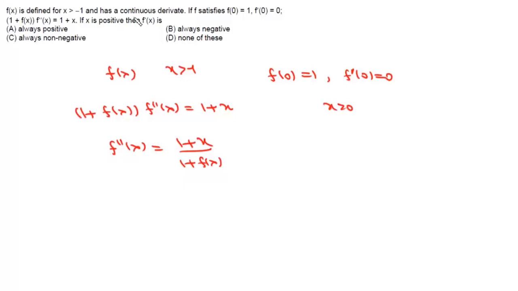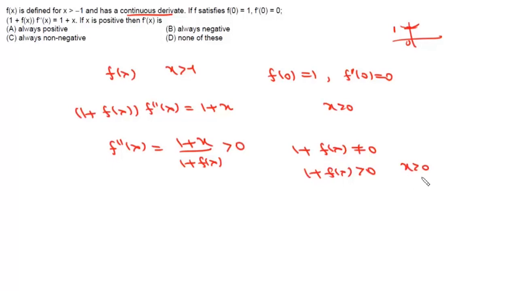Now since this function has a continuous derivative and f''(x) exists, that means this 1 plus f(x) must not be equal to 0. So it will be either always positive or always negative. That is given that at 0, this value is 1. So at 0, this value is positive. So that means this 1 plus f(x) will be greater than 0 for all x greater than 0. And this 1 plus x is also positive. That means f''(x) is greater than 0 whenever x is greater than 0.